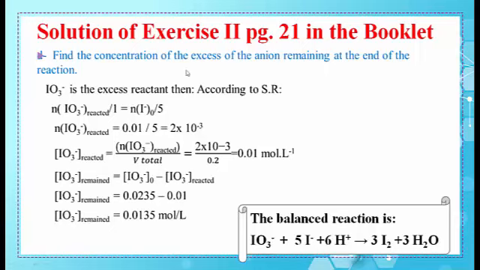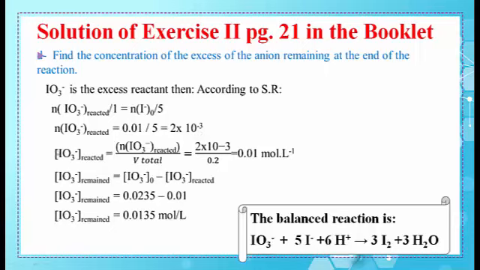Find the concentration of the excess anion remaining at the end of the reaction. We said that IO3 minus is the excess reactant. Then, according to the stoichiometric ratio, the number of moles of this reactant, IO3 minus, reacted over its coefficient, which is 1, is equal to the number of moles of the limiting reactant, I minus, over 5. Then, the number of moles of IO3 minus reacted is equal to 0.01, which is the number of moles of I minus, over 5, equal 2 times 10 exponent minus 3 moles.